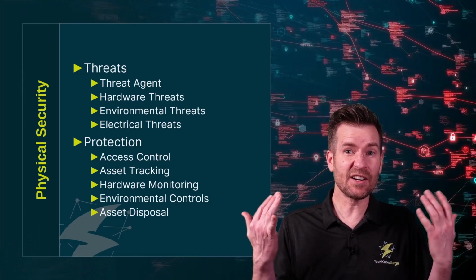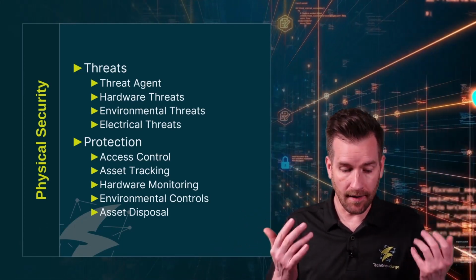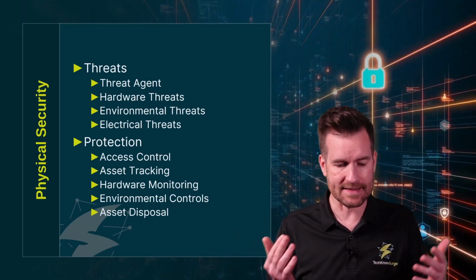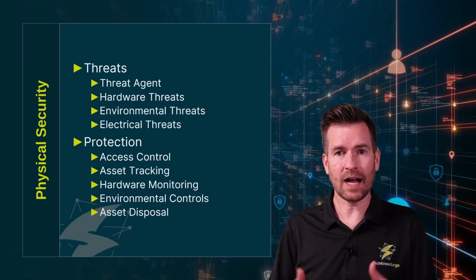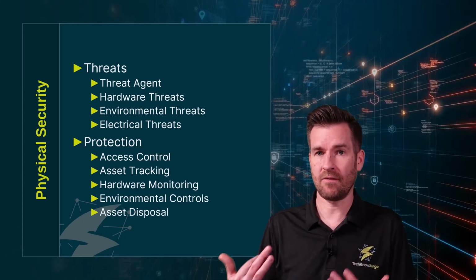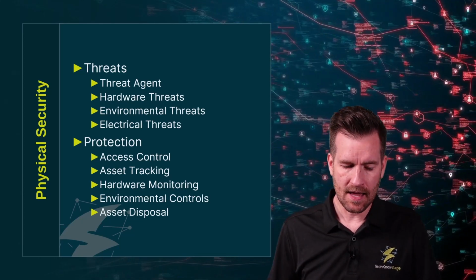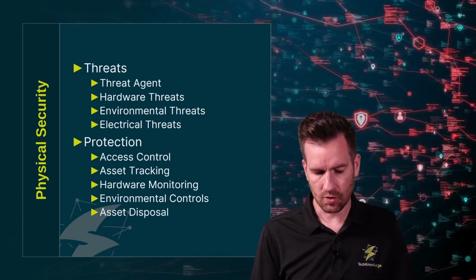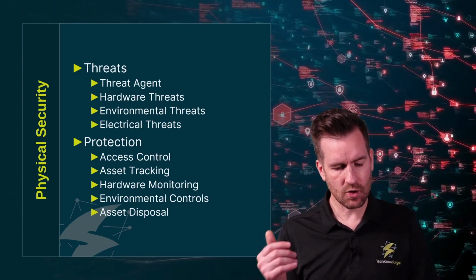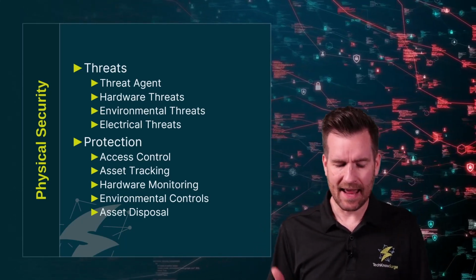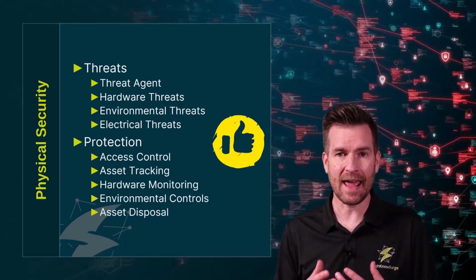So as you can see, there are a lot more threats than just a simple threat agent out there. There are hardware threats, there are environmental threats, and there are electrical threats. Things that can damage our equipment or cause it to come offline and cause availability issues. So we're going to want to put some sort of protection into place. Things like access control. We're going to want to put in asset tracking, hardware monitoring, environmental controls, and asset disposal. The things that are going to safeguard our pieces of equipment and our network.